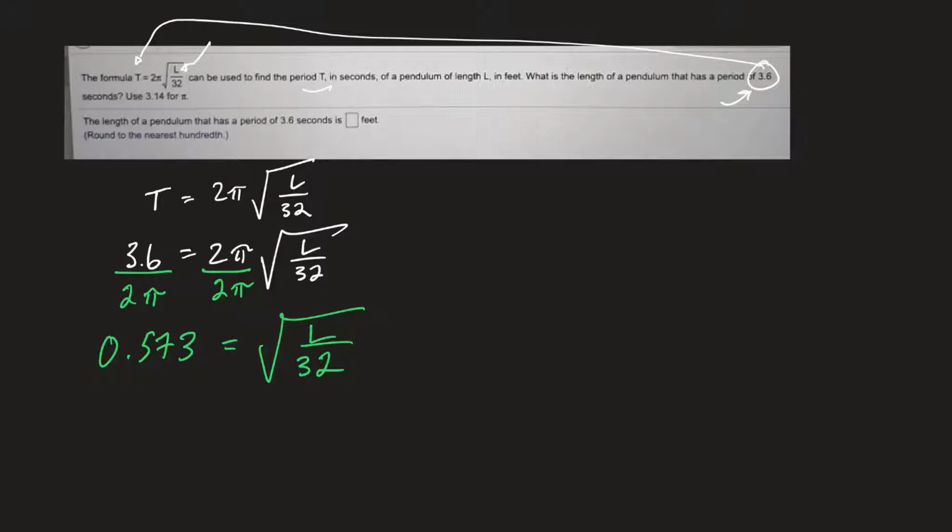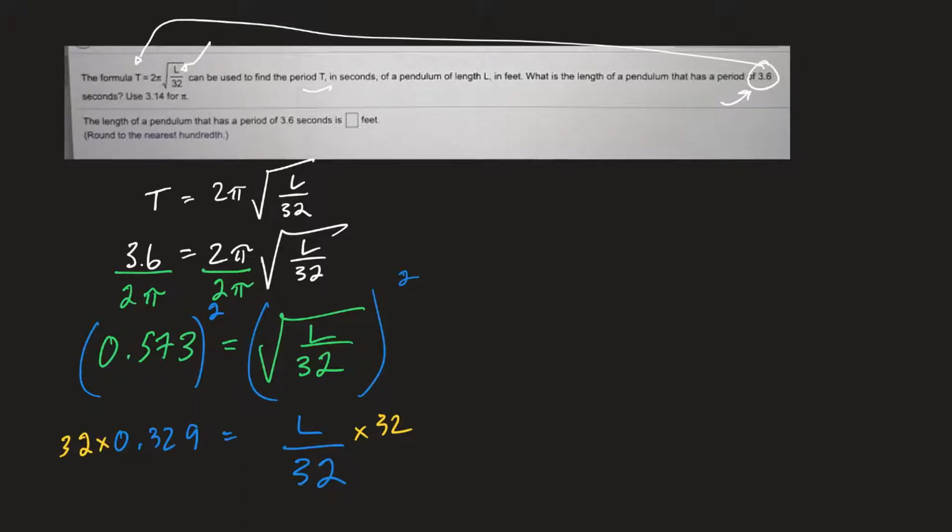Now I need to solve for L, but I need to get at it. So let's first get rid of that square root sign. So let's square this side and square this side. So if I take that number and square it, I get 0.329, call it, equals L over 32. And then to get L by itself, I'll take and multiply both sides by 32. So I take the answer that I just got, the 0.3286, whatever, times it by 32.